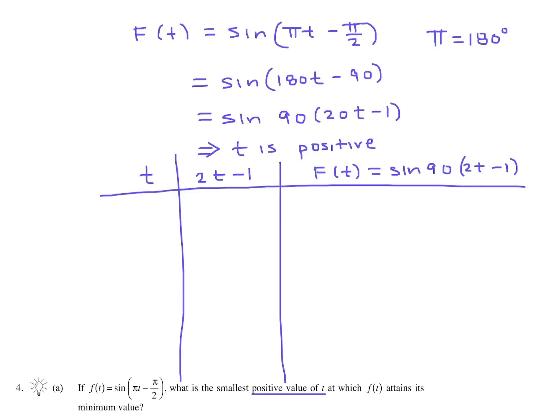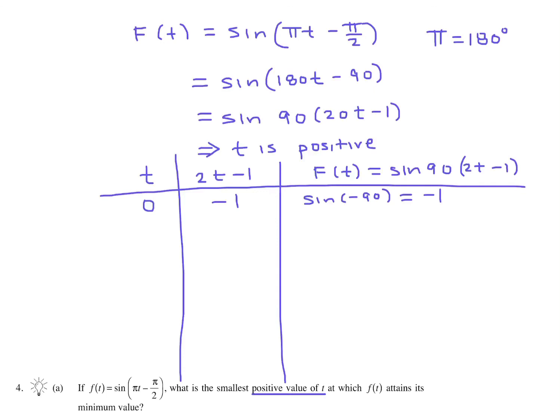Now, t is a positive value, so it has to be greater than 0. Even though t is not possible to be 0, I will start with 0 just to illustrate how that is not going to be possible. We have to find something else. So if t is 0, this is negative 1, and therefore this becomes the sine of negative 90, which is negative 1. All right?